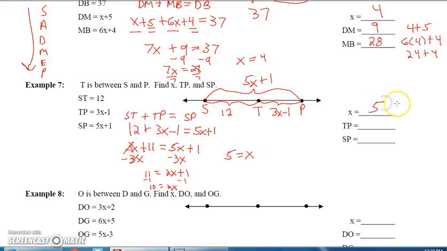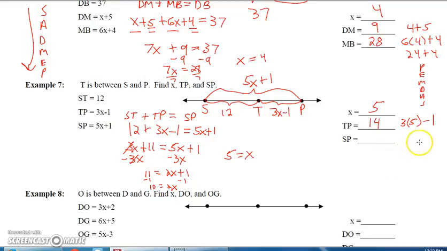I am not done with the problem. They want to know not just x, they want to know TP and SP. So I'm going to plug 5 in. I'm going to substitute it into those expressions. So what was TP? TP was 3x minus 1. So it's going to be 3 times 5 minus 1. Now when I'm just evaluating this expression, I'm doing the regular order of operations, which is, if you recall, PEMDAS. So I have to do this multiplication first, 15, then I subtract 1 is 14.